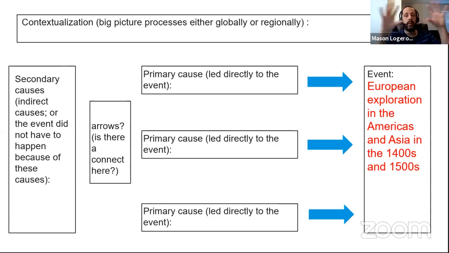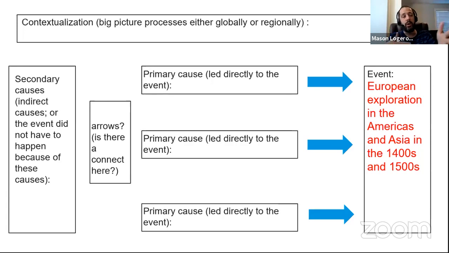Okay, so start with your contextualization, think big picture, and then narrow it down to the 1400s and 1500s. Think about the primary causes. What are the things that directly led to European exploration? And then think about your secondary causes. What are the things that happened before the primary causes that needed to happen in order for European exploration to happen, but that did not make European exploration inevitable?